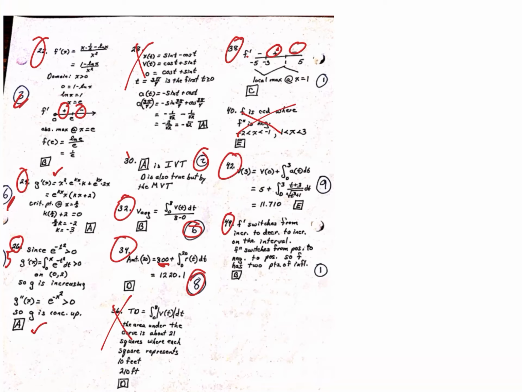f prime switches from increasing to decreasing to increasing on the interval. f double prime switches from positive to negative to positive. So f has 2 points of inflection.